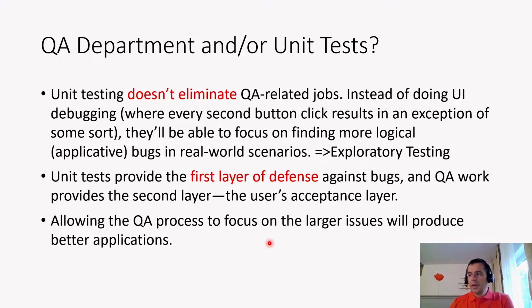Good. Wrapping up, what's the difference? Unit testing doesn't eliminate QA-related jobs. Instead of doing UI debugging by clicking buttons, the software tester will be able to focus on finding more logical application bugs in real-world scenarios through exploratory testing. Unit tests provide the first layer of defense against bugs, and QA work provides the second layer of defense, the user acceptance layer. Allowing the QA process to focus on the larger issues will produce better applications in the end.